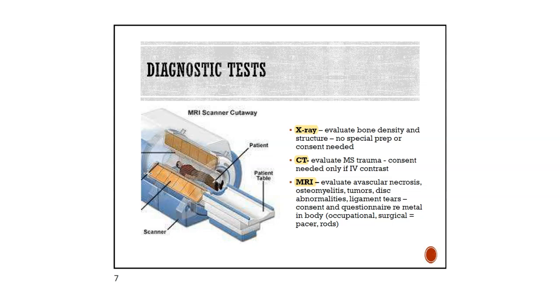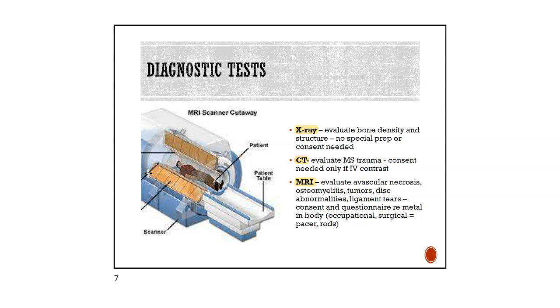So this type of test will help evaluate for avascular necrosis, osteomyelitis, tumors, disc abnormalities, ligament tears. So the tears are really hard to visualize, well, typically you can't even see it on an x-ray. So if there's a suspicion for any tear, then they may order an MRI.